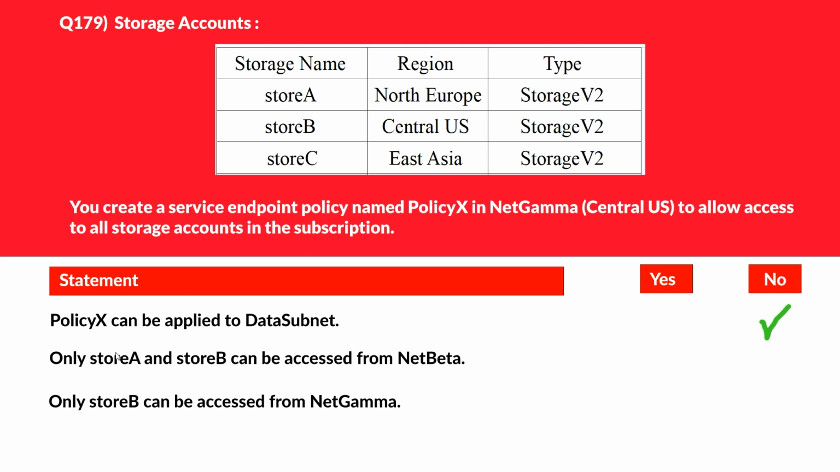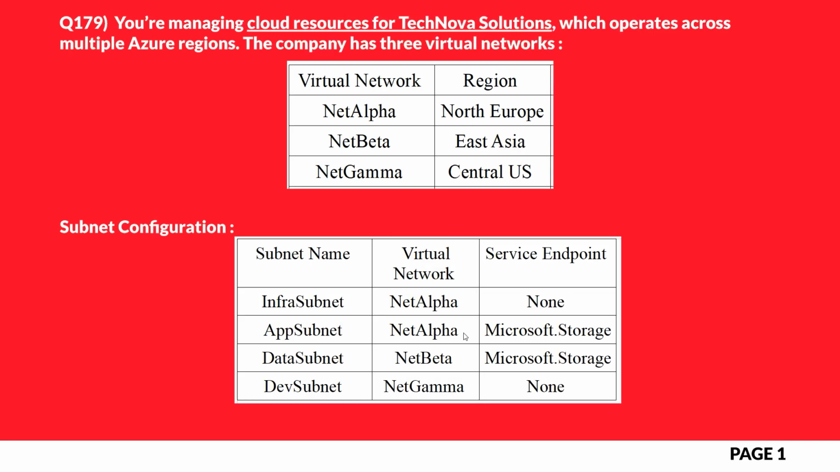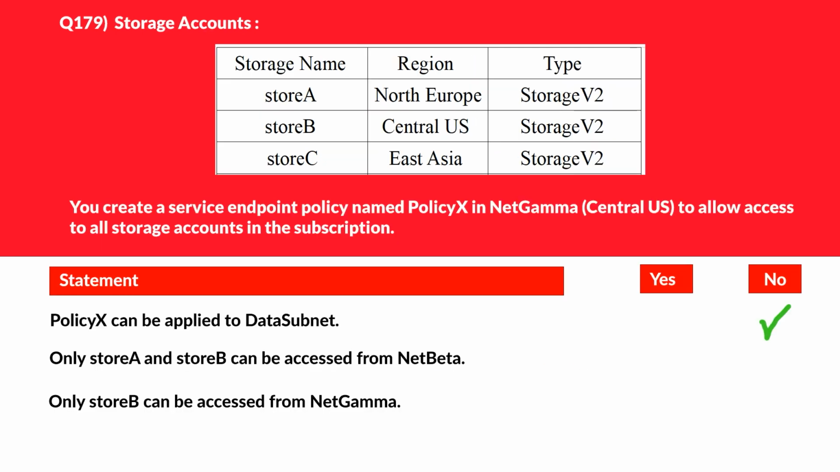Now let's move on to statement 2. It says only store A and store B can be accessed from net beta. So this statement is false because store A, store B and store C can all be accessed from net beta, since net beta has a Microsoft storage service endpoint. If we look here, net beta Microsoft storage service endpoint is there, therefore the answer is no.